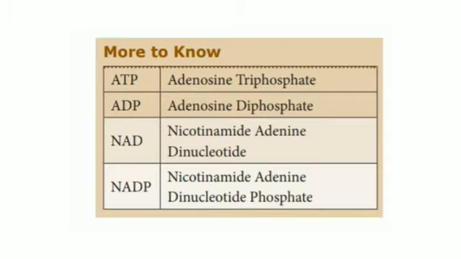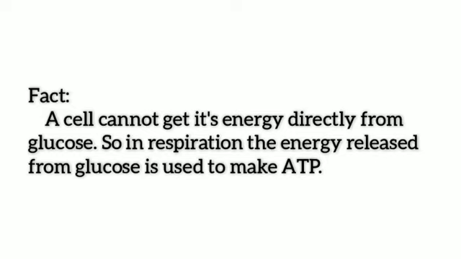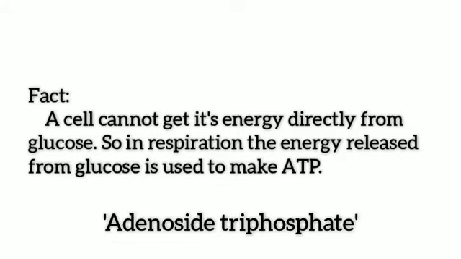Next, you have certain information to know, which is the abbreviations: ATP, adenosine triphosphate; ADP, adenosine diphosphate; NAD, nicotinamide adenine dinucleotide; and NADP, nicotinamide adenine dinucleotide phosphate. Here you also have a fact to know. A cell cannot get its energy directly from glucose. So in respiration, the energy released from glucose is used to make ATP, which is adenosine triphosphate.